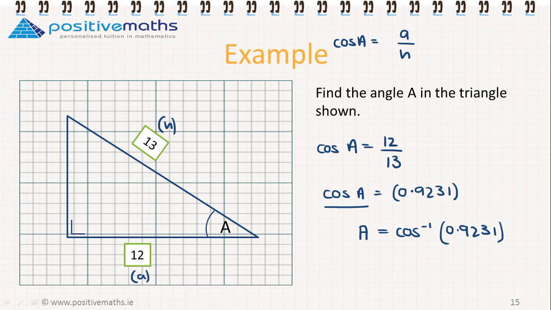So if we go back to our question, we have A is now equal to cosine inverse 0.9231. So on our calculator, we have to press the second function or shift cosine to get the cosine inverse, and then put in our number 0.9231, and it will give us A is equal to 25.1294. So the angle A to the nearest degree is 25 degrees.